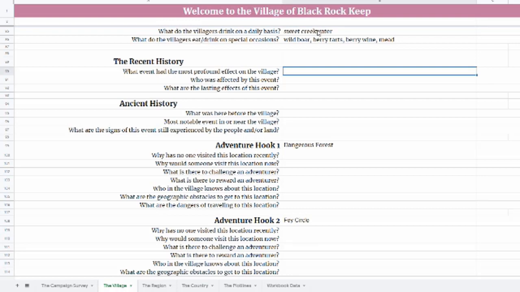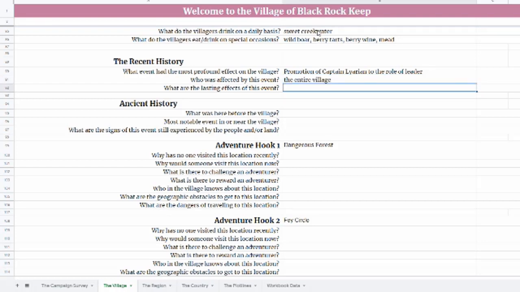So we're going to say that recently it is the promotion of Captain Lierian to the role of leader. Who was affected by this event? The entire village.